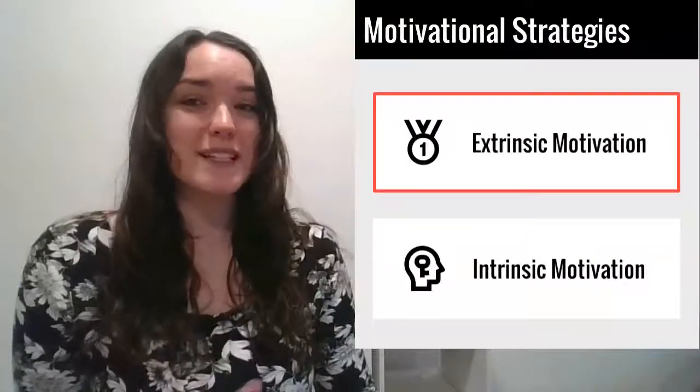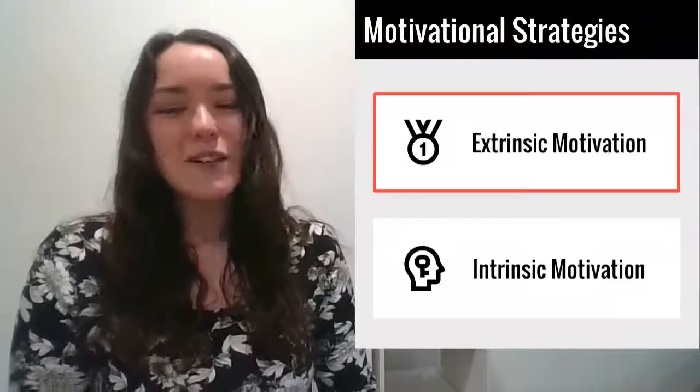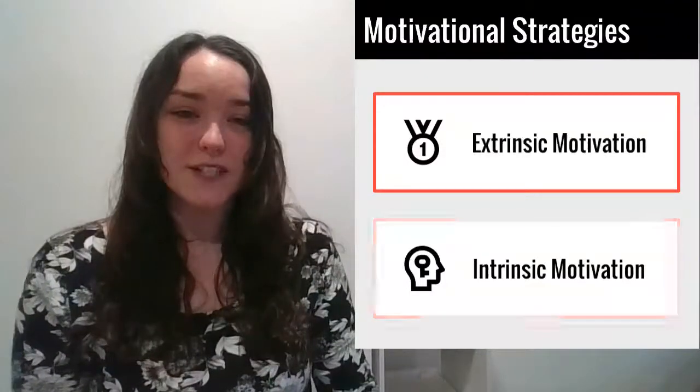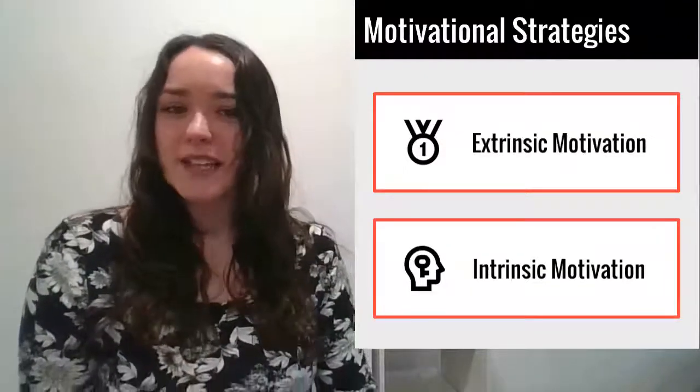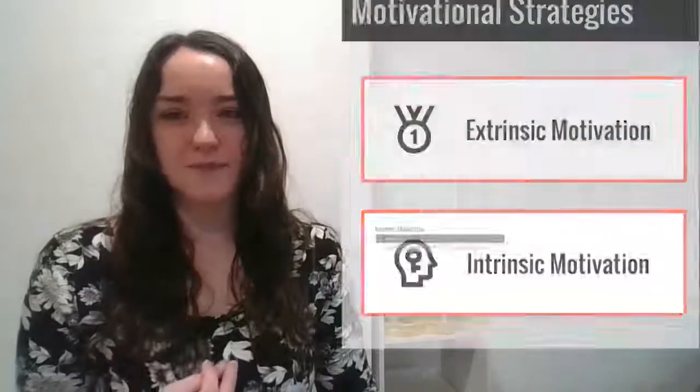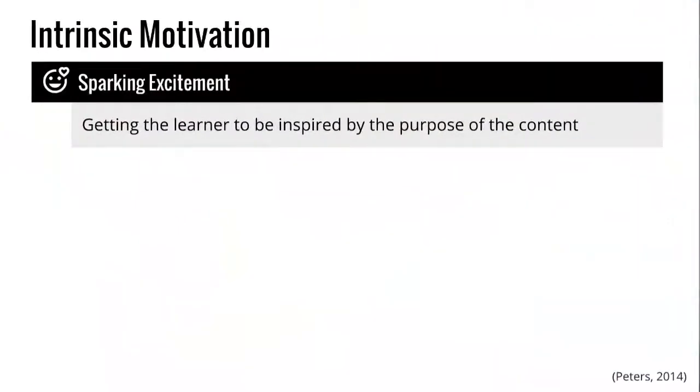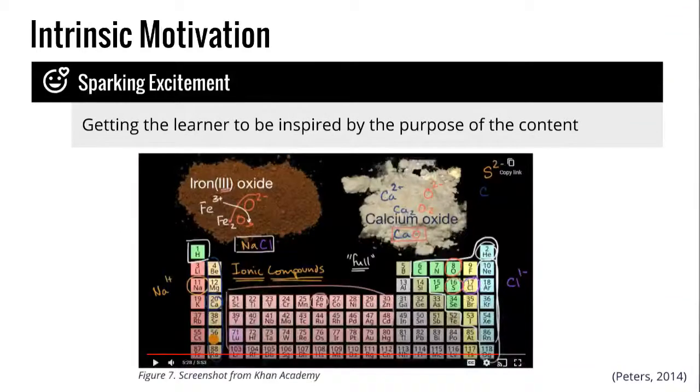While it's good for learners to be excited about completing a task, it's also important to increase intrinsic motivation by getting the learners to be excited and inspired by the content. To spark excitement, the designer needs to get the learner to be inspired by the purpose of the content. To do this, it needs to be clear what the purpose is. In this unit, Khan Academy does explain how chemists use ion formation to predict the formula of an ionic compound, but there is not much explanation on the importance of it.